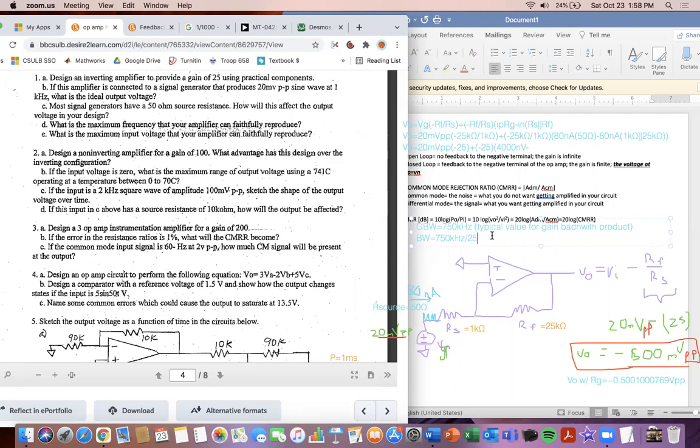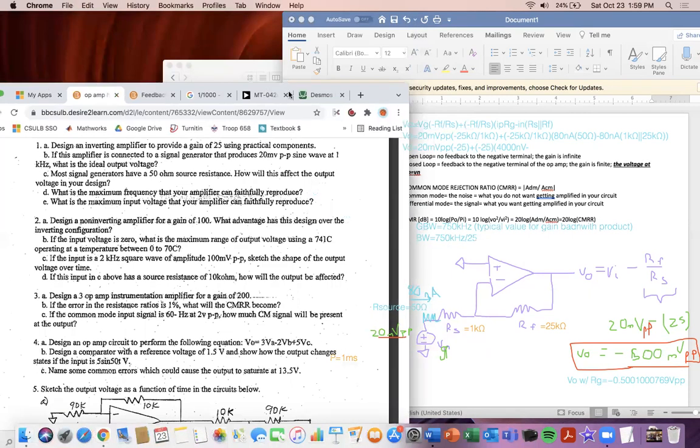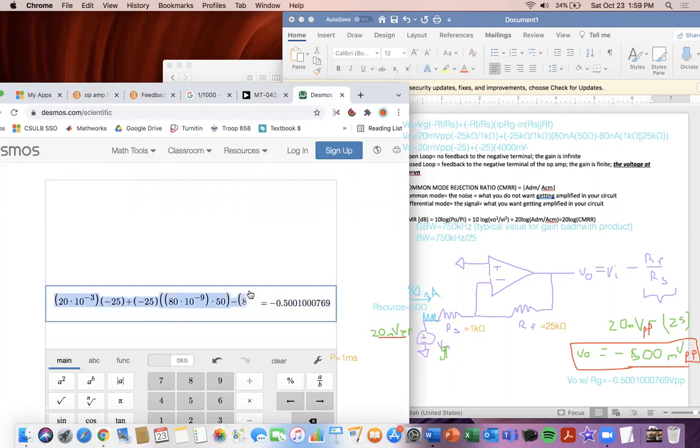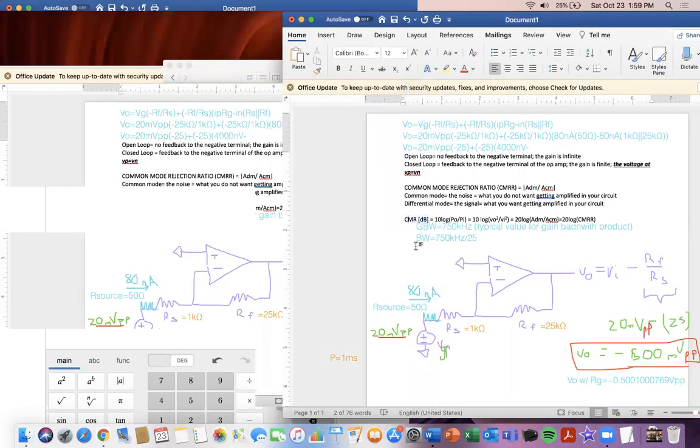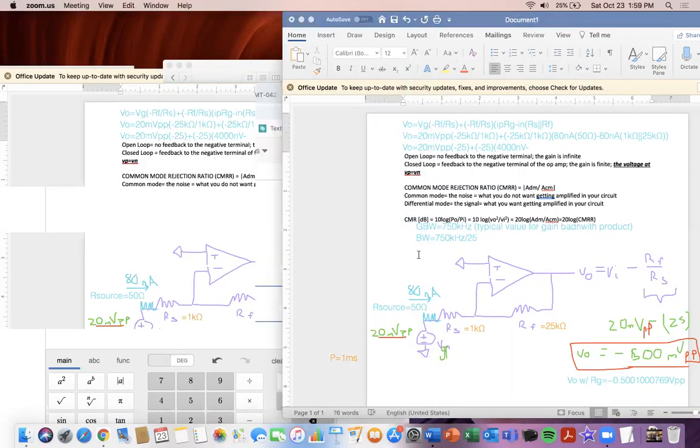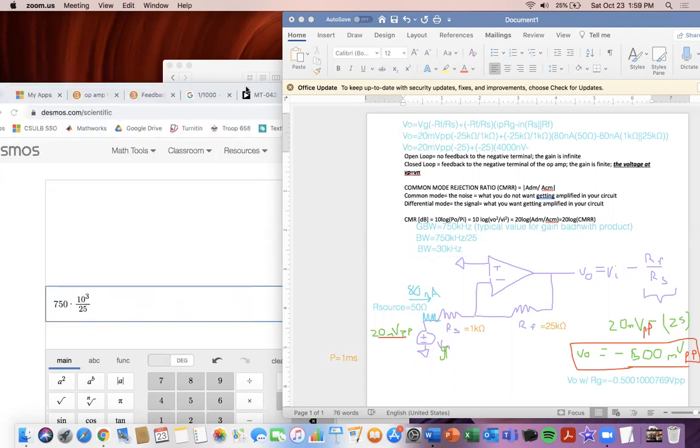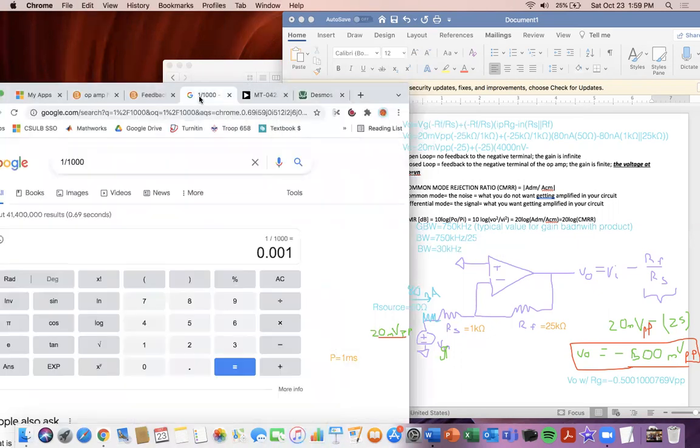So 750 divided by 25. When I do 750 times 10 to the 3, and then divide by 25, I get 30K. So this bandwidth is going to be equal to, let me type it in here, bandwidth will equal 30 kilohertz. And so that's what we get for the maximum frequency because it's divided by our gain. And so that's using the gain bandwidth product.